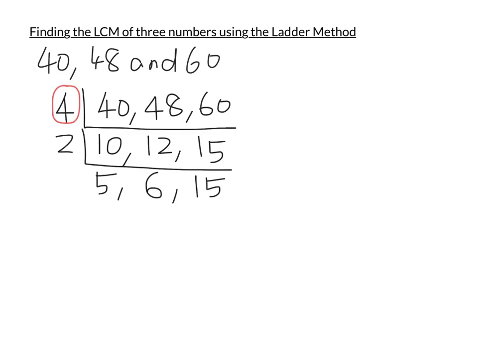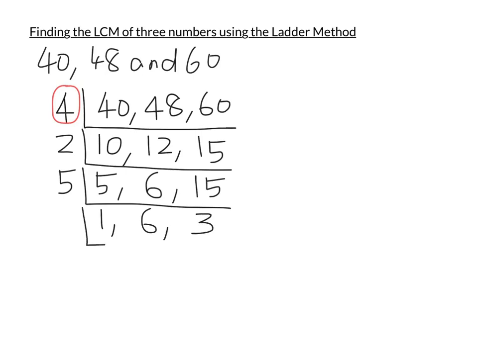And the next step, I will have to think about a factor of just two of the numbers. Is there any common factor between 5, 6, or 15? I will pick 5 and 15. They are both divisible by 5. So 5 divided by 5 is 1. 6 is not divisible by 5, so I'm just going to copy 6 down. And 15 divided by 5 will give me 3.